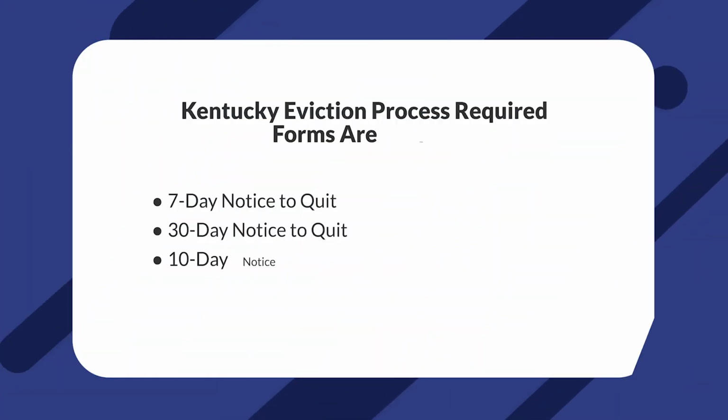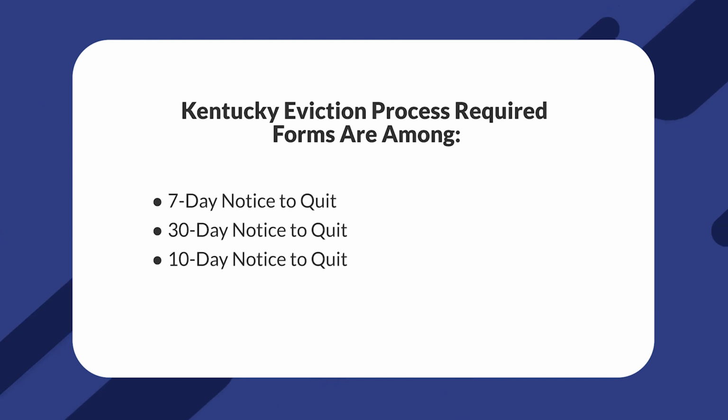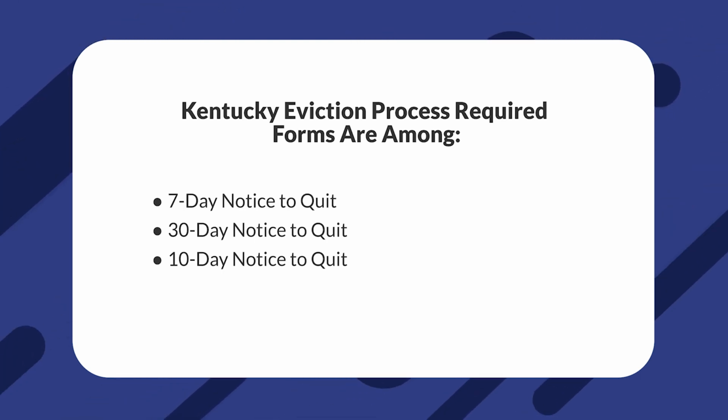The notice a tenant receives depends on their type of tenancy. A week-to-week tenant receives a different notice than a month-to-month tenant, etc. The forms are a 7 days notice to quit, a 30 days notice to quit, and a 10 days notice to quit. A landlord may start filing for eviction for tenants who remain on the rental property after the end of the date indicated in their notice period.